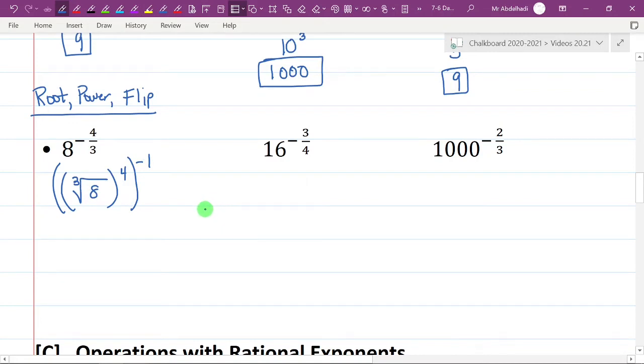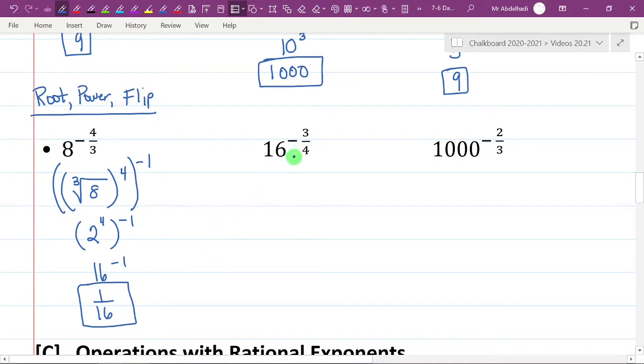Now, PEMDAS, you start with the innermost set of parentheses. What is the third root of 8? 2 times 2 times 2 is 8, so that's a 2 right there. So now you have 2 to the fourth power, and then you still have to do the flip after that. What is 2 to the fourth power? 2 times 2 times 2 times 2 is 16, to the -1 now. And then finally, you flip it. You get 1 over 16 and you're done. So 8 to the power of -4/3 is 1 over 16, and you didn't need a calculator. And you didn't use any decimals, because you're not allowed to use any decimals here.